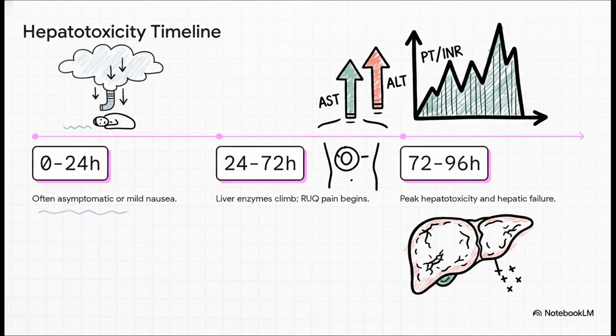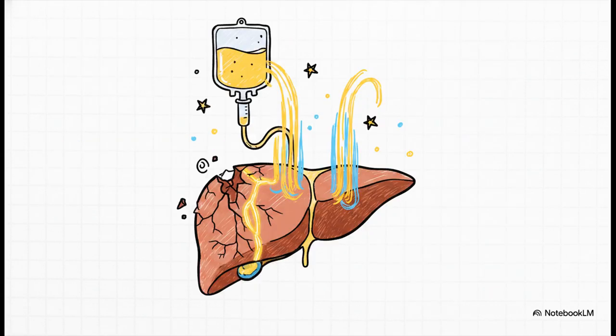By 72 to 96 hours, the true terrifying signal emerges. Peak hepatotoxicity, a massive spike in PT/INR, and fulminant hepatic failure. It's catastrophic. But because we understand that exact physical mechanism, we know exactly how to deploy the perfect antidote.